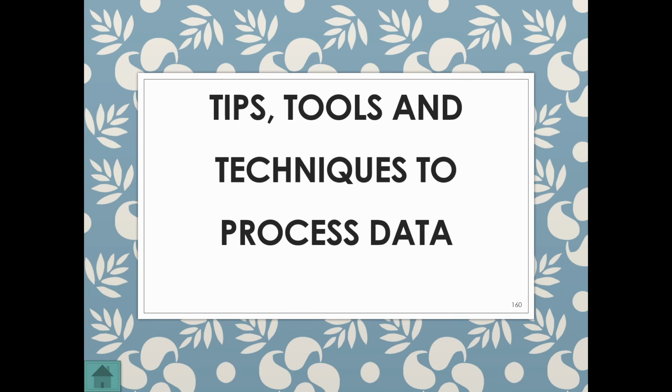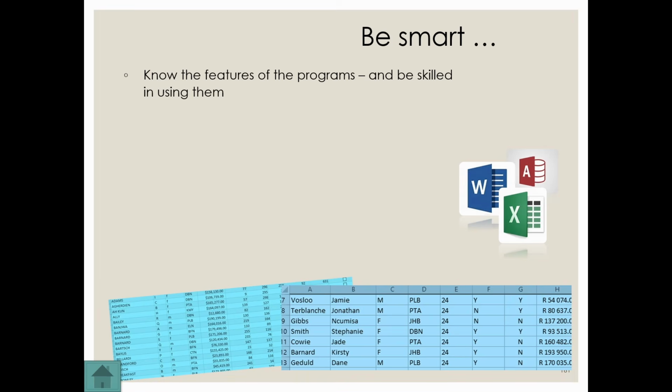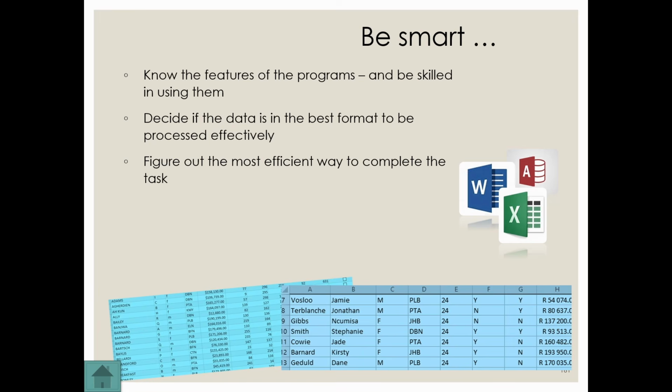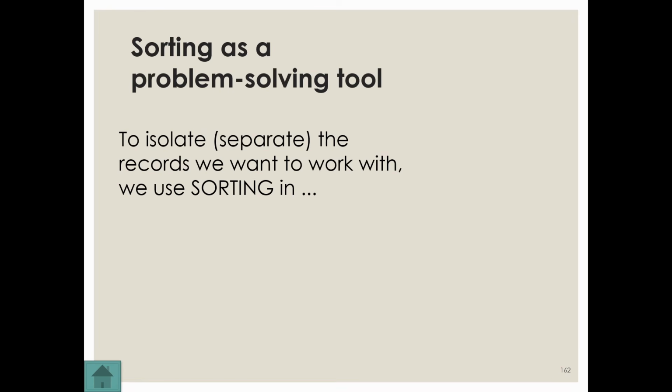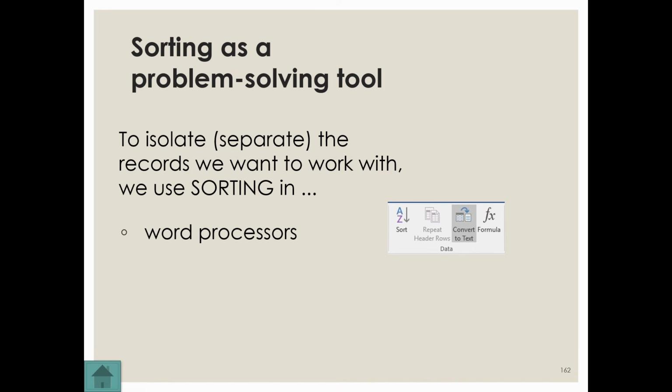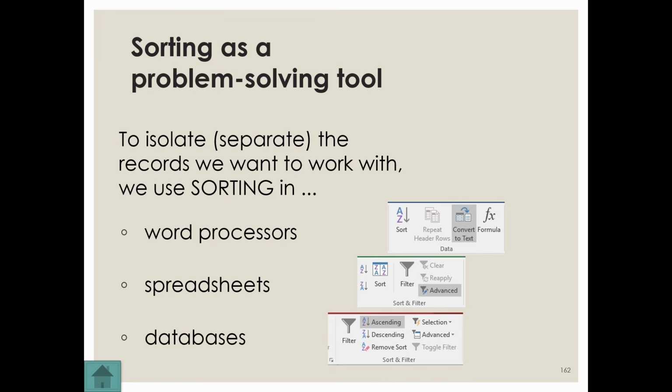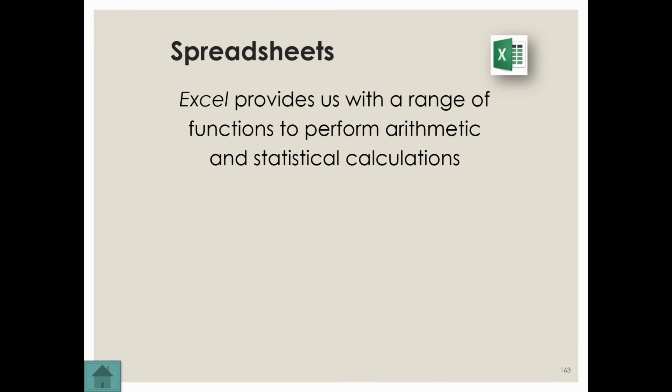And then tips, tools, and techniques to process data. So they tell us you want to be smart. You want to know the features of your program so you can use it in the best way possible. Figure out the most efficient way to complete the task, especially those of you who've been doing PATs, right? Here they just mentioned sorting as a problem-solving tool. Now, where can we sort? Can we sort in Word? Yes, we can. Can we sort in our spreadsheets? Yes. Can we sort in databases? Yes. So it helps us to get the records that we actually want to work with.